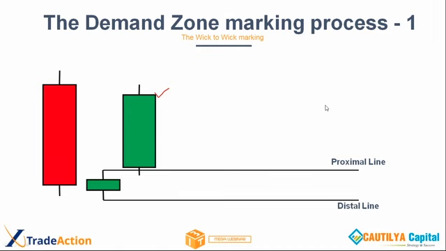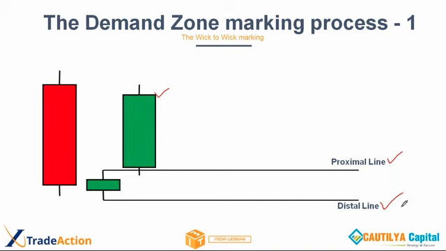The second line is called the distal line. The point is that LTP is very close to this line first. The closest line is this, which is why it is called the proximal line. And the second line, the bottom wick of the base, is far away from the current LTP, hence we call it the distal line.